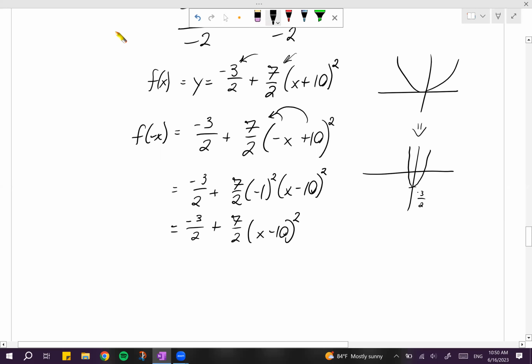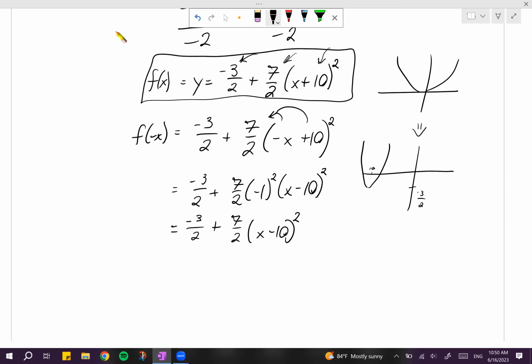All right. Then this plus 10 tells me I'm going to move it to the left 10 units. So I'm going to move it over here 10 units. It's going to look something like this. And there's no negative right here because we're looking at this function right here.